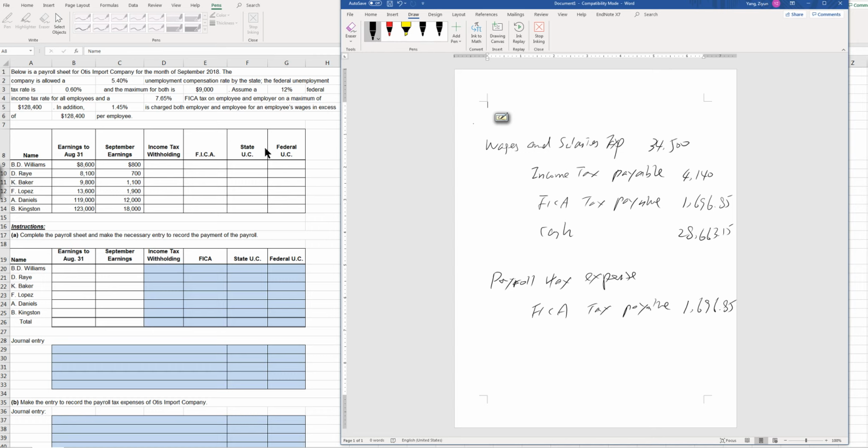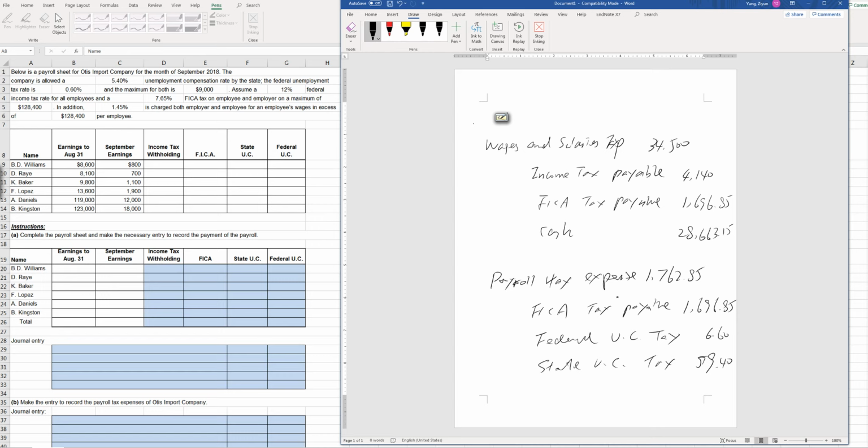Okay, also the employer is going to pay for the unemployment compensation tax. The federal unemployment compensation tax payable. And then the state. So the total payroll expense, if you add them together. All right.